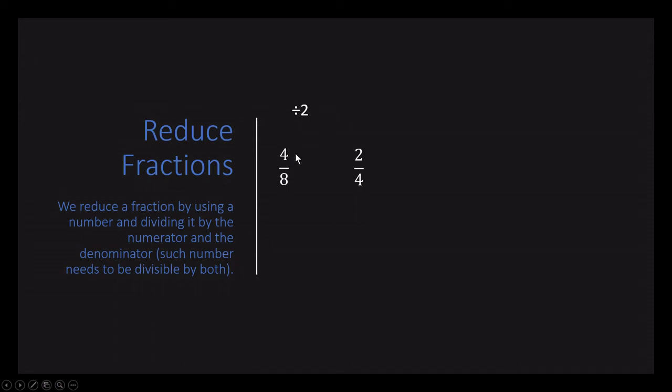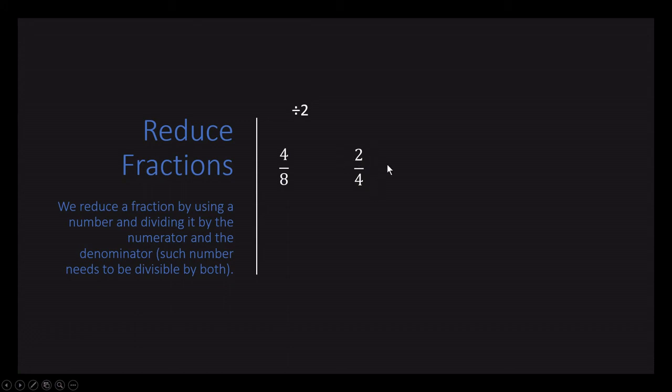And I mean, I didn't have to take the 2. I could have taken a bigger number. For example, I could have taken the 4 and divided the 4 by 4 and then the 8 by 4 and come out with 1 over 2 as a result. But to play it safe right now while we're learning this, I like to use the number 2 and just halve my fractions, halve them and halve them until I cannot reduce them anymore. Okay, so I can still reduce these fractions some more.